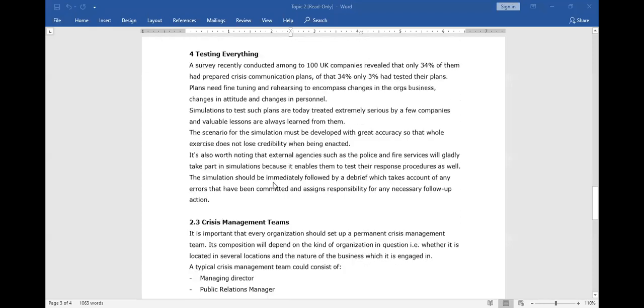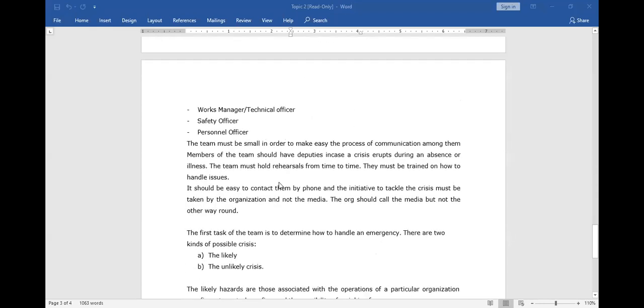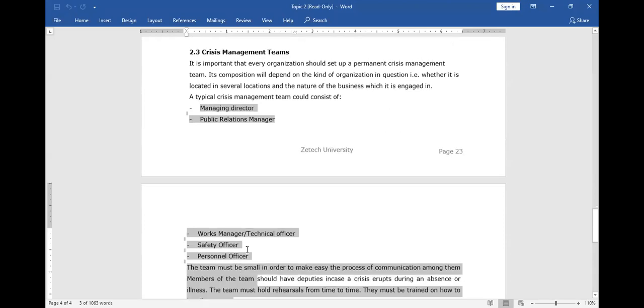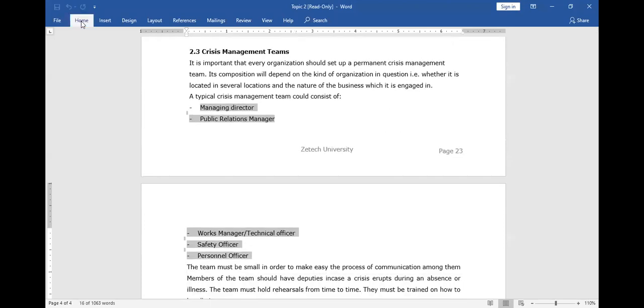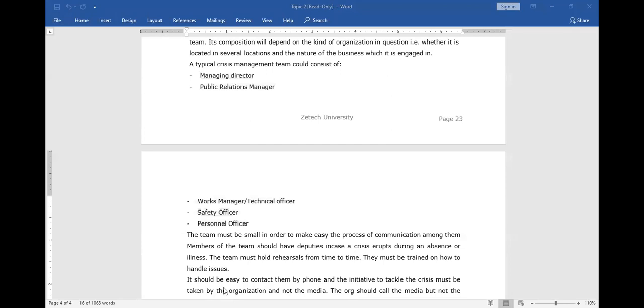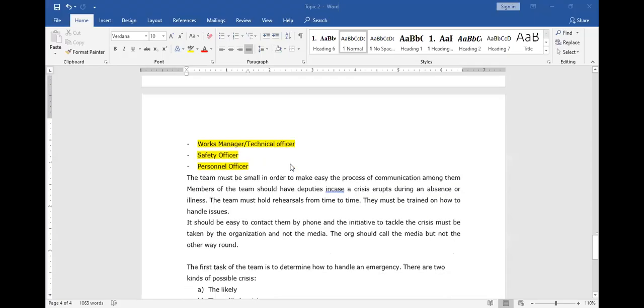So you're supposed to test everything. We have said that it also has what we call the personnel officer. So that is the team. The crisis management team should consist of the individuals that we have listed down and that we have highlighted in yellow.